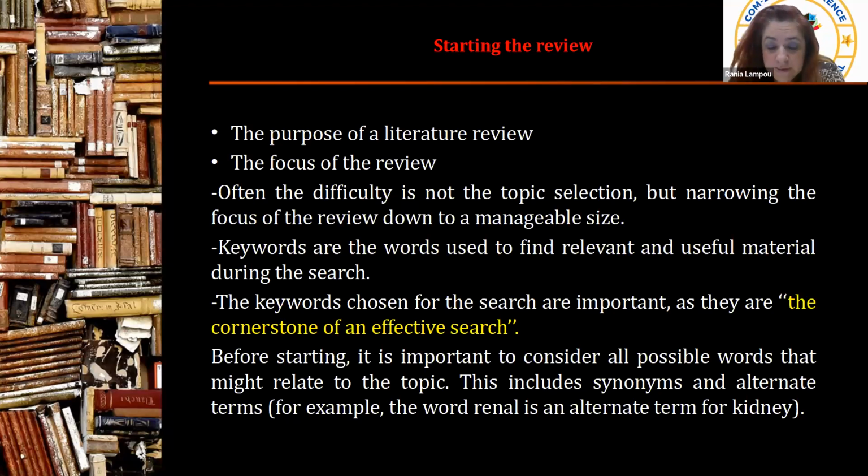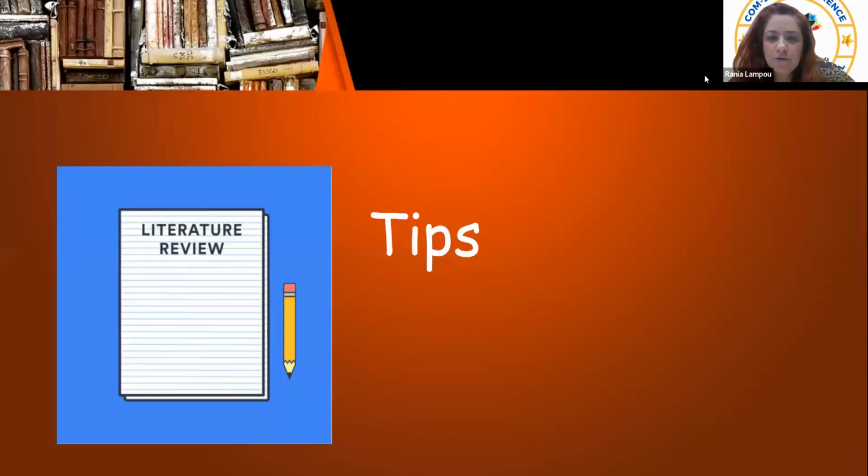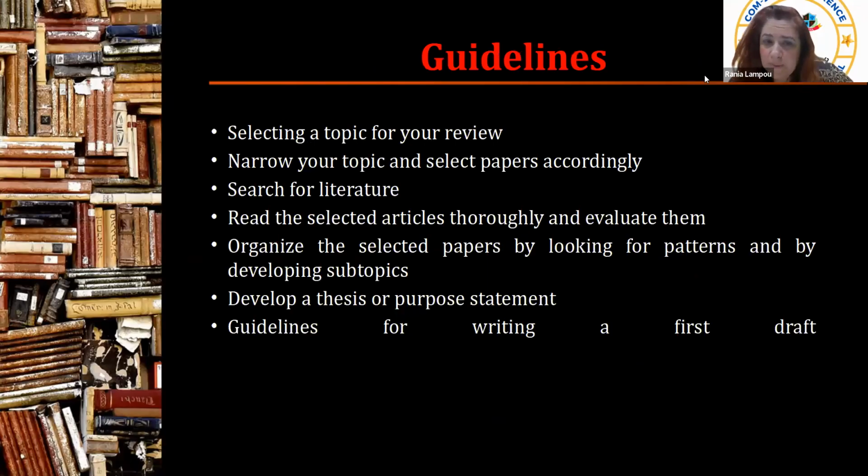This is, I think, the main challenge of researchers. Keywords are important in a review. The question, search strategy, and criteria for excluding studies from the review are decided before conducting the literature search, and should all be explicitly defined in the methods section of the final article. The keywords are considered the cornerstone of an effective search. So before starting, it is crucial to consider all possible words that might relate to the topic.